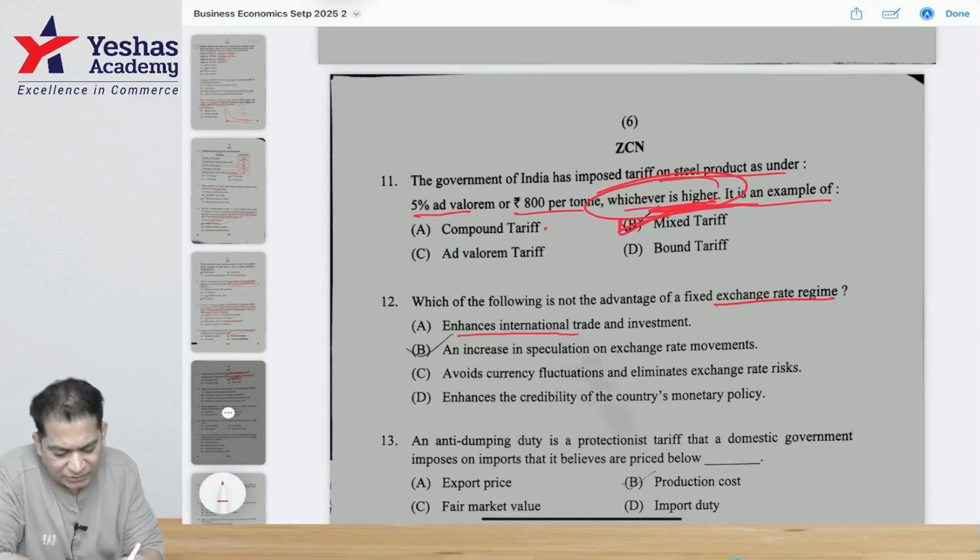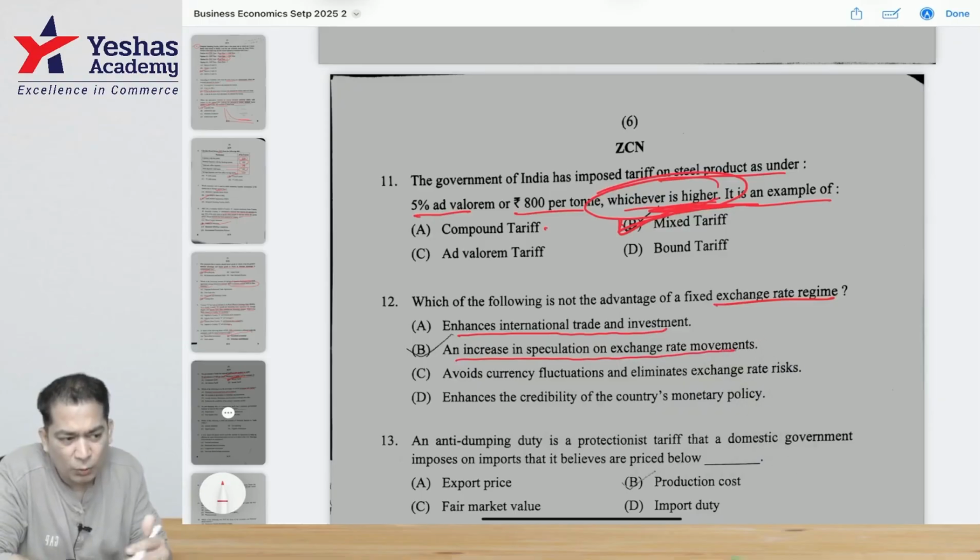Which of the following is not the advantage of fixed exchange rate? It enhances international trade and investment. Yes, because there is stability. Increase speculation on exchange rate movement. No, there will be no big movement, so there will be no speculation. So they have asked you not the advantage.